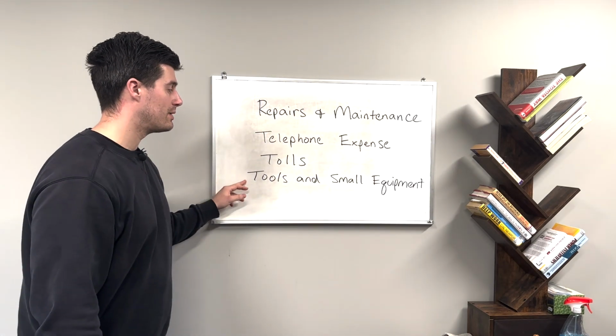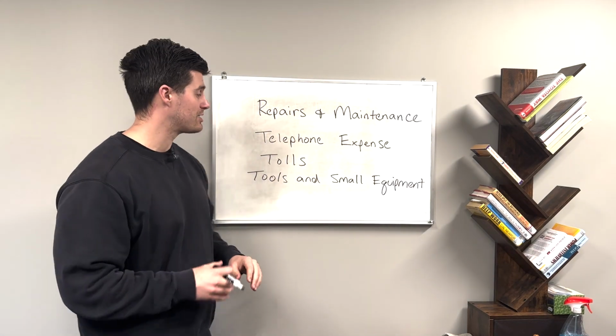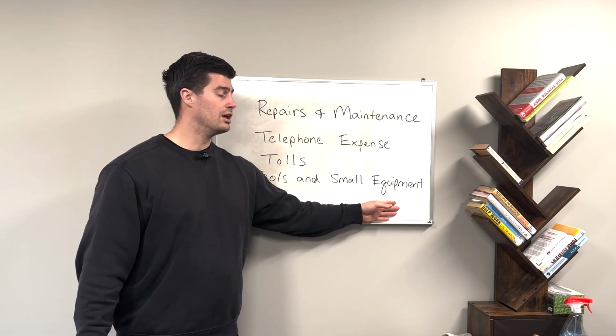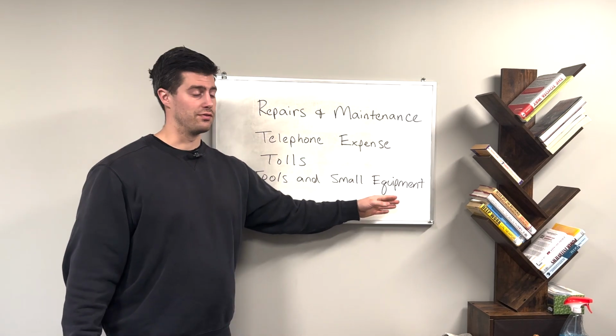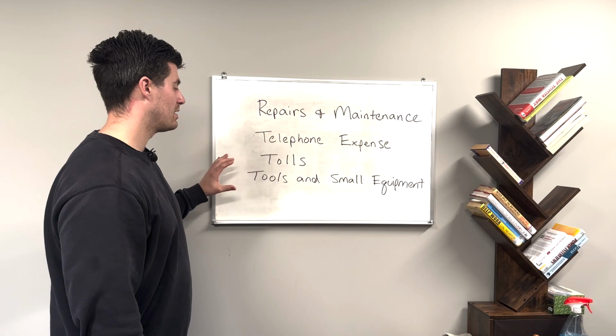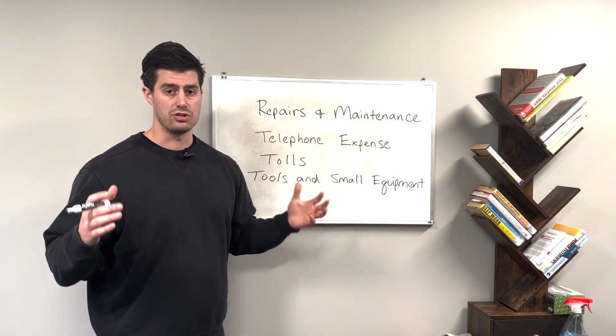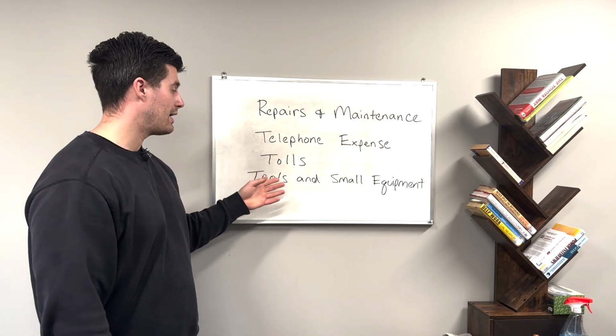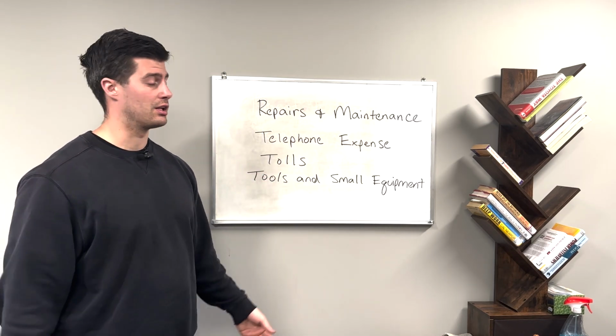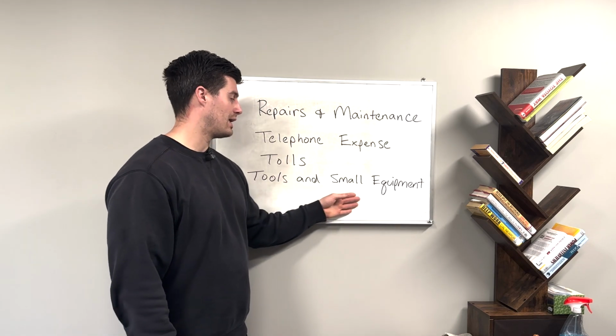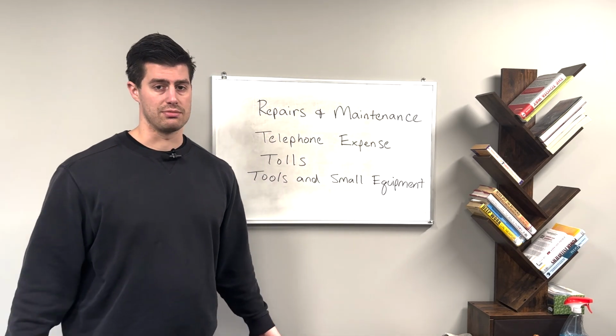Tools and small equipment. Once again, I think this is an unnecessary category. I think this could all just be considered job supplies. So if you see this on your client's profit and loss, ask them, hey, do you mind if I get rid of this category and just consolidate it with job supplies? Or if you really want to have this separate category, go for it. If your client loves it, keep it. But I would not have tools and small equipment. I would just have job supplies.